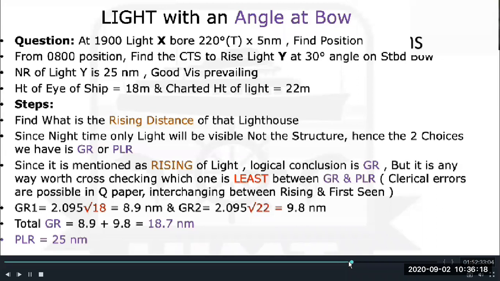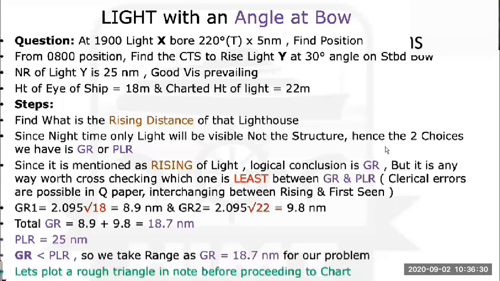Now cross-checking has been done. So it is confirmed it is rising. Why? Because GR is lesser than the PLR. Is that okay? Yes, sir. So the range is 18.7. Now let us plot a rough triangle in the notebook before we proceed. So that is what is my next page. Please take a picture of this. The next page is only doing that small job in the notebook. That is what you will do. Notebook or your answer sheet.